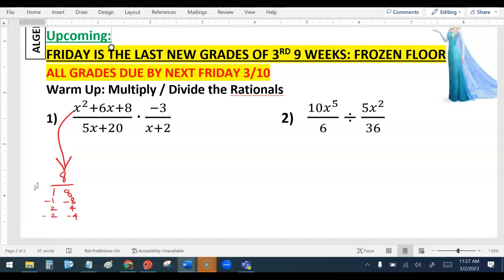Now, which one of those pairs of factors will add up to give me the middle term? Hey, in the back. Yeah, you. Put that phone away. Which one of these add up to make 6? 2 and 4. Thank you.